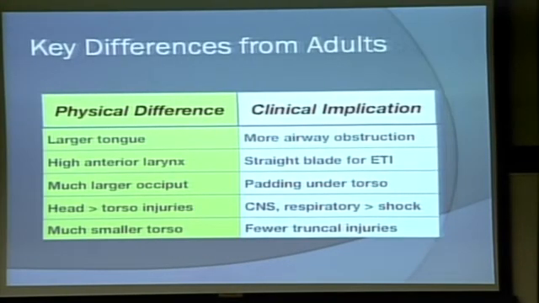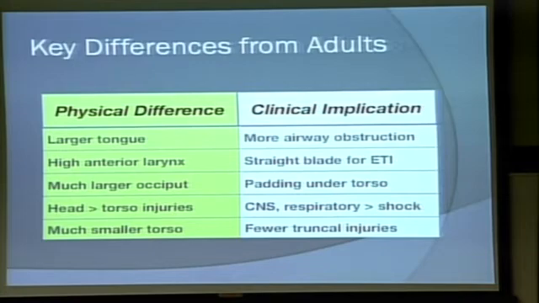Yeah, big differences. Compared to adults, kids have a big tongue. What does that mean? Well, with positioning of their head and neck, they're more likely to have airway obstruction from their tongue. Remember that in an unconscious person, the tongue is the major culprit.